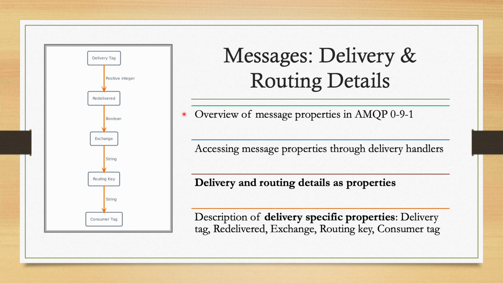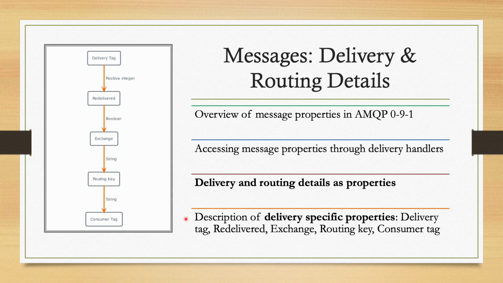Delivery and routing details as properties. It is important to understand that some properties in AMQP091 represent delivery and routing details rather than being considered message properties themselves. These properties are automatically set by RabbitMQ during the routing and delivery process.